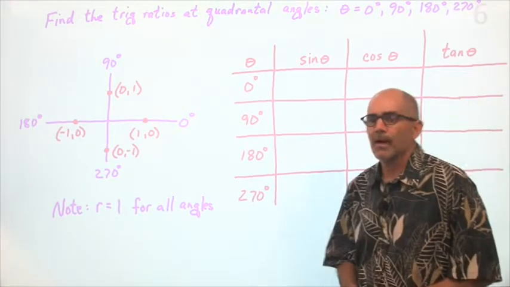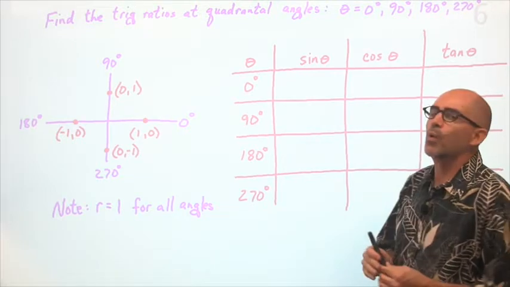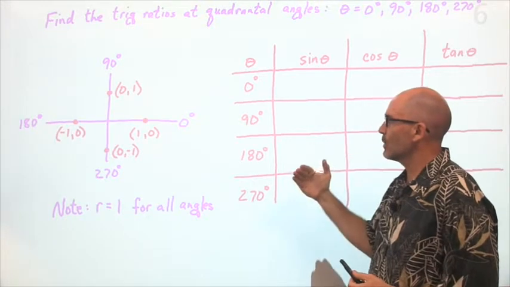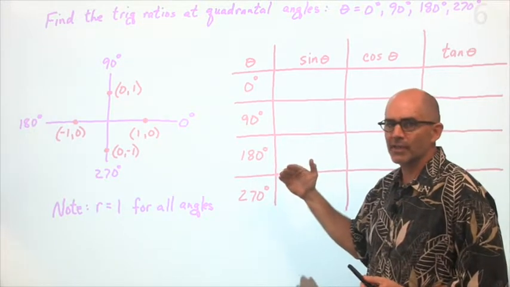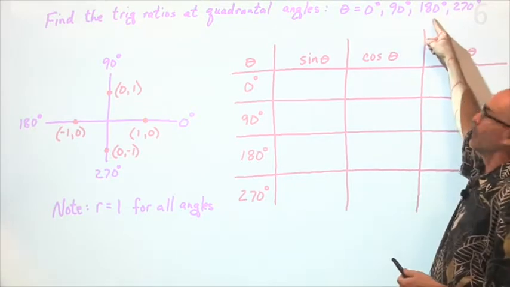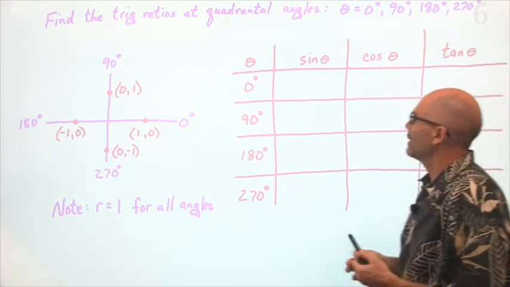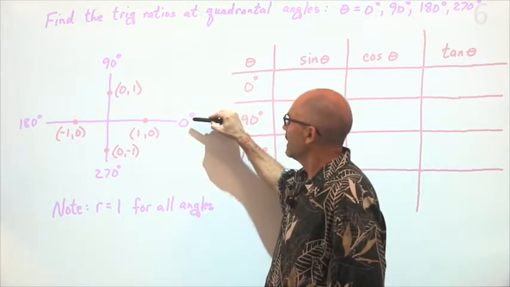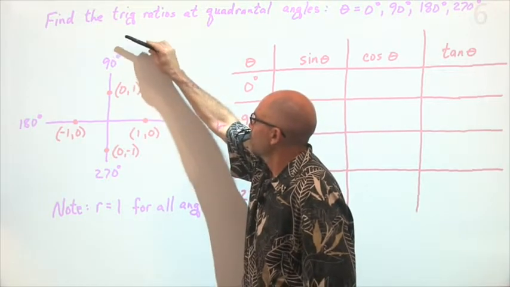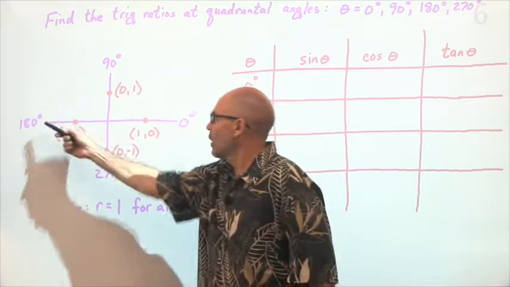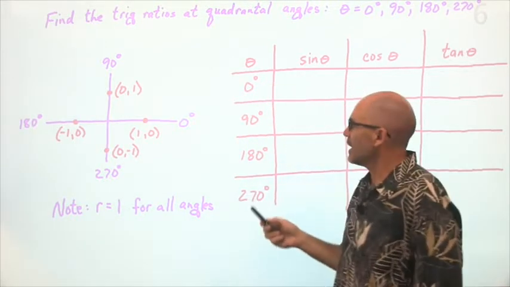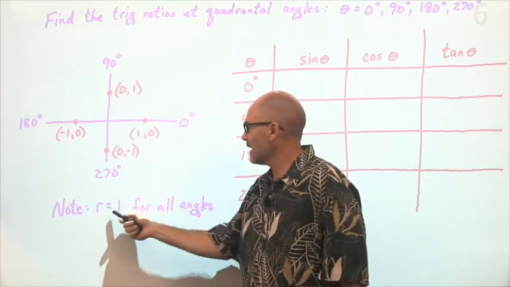All right, now we're going to talk about the trig ratios at the quadrantal angles. Quadrantal angles are the angles that border the quadrants. Those are going to be 0 degrees, 90 degrees, 180 degrees, and 270 degrees. You can see the border of quadrant 1 and 4 is 0 degrees, border of quadrant 1 and 2 is 90 degrees, then 180, 270. Those are quadrantal angles.